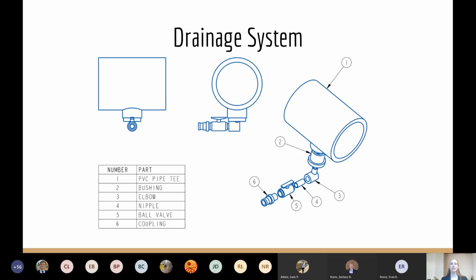Connected to the bushing is a 90-degree elbow and a ball valve so that the flow of water can be controlled. The drainage system can be easily connected to a hose using a cam and groove coupling. This allows Dr. Anderson to connect the system to a filter or to drain the entire flume with ease.